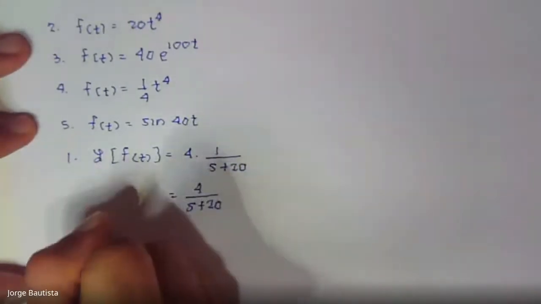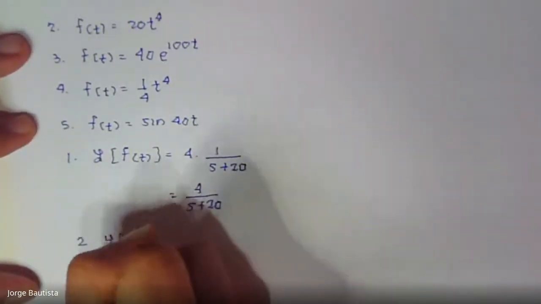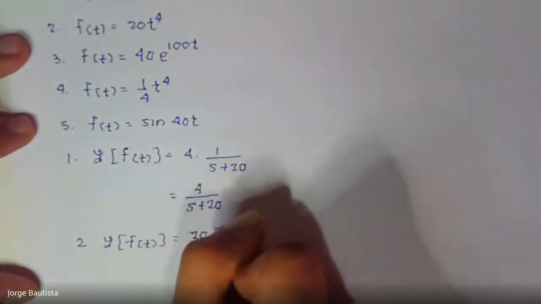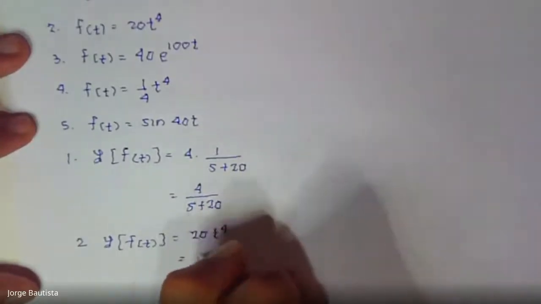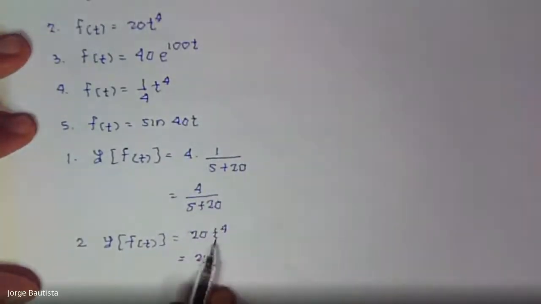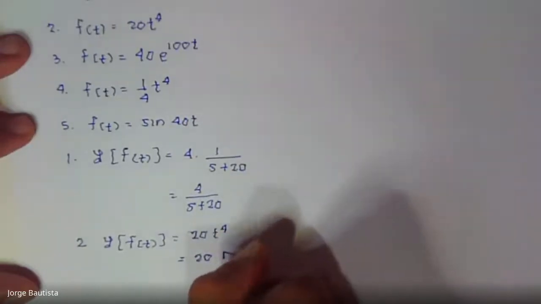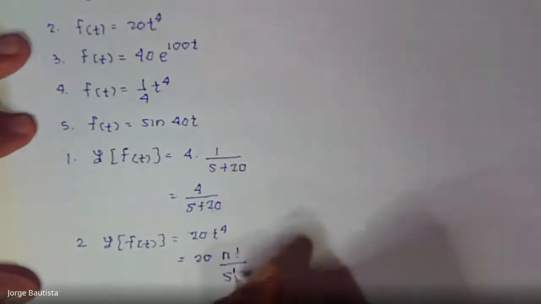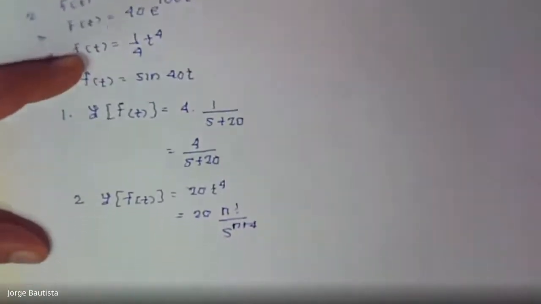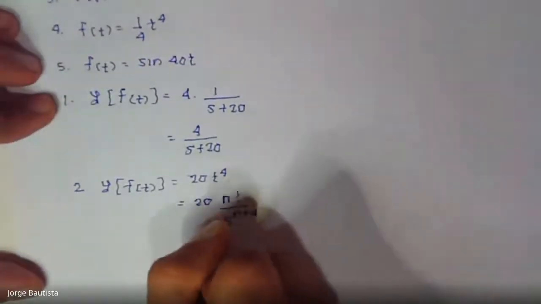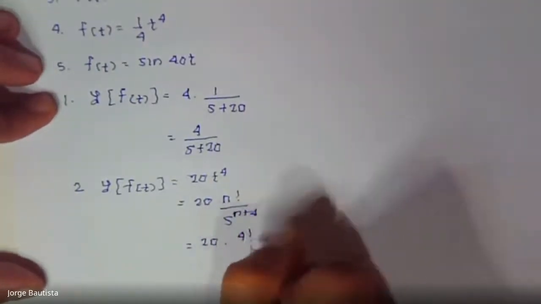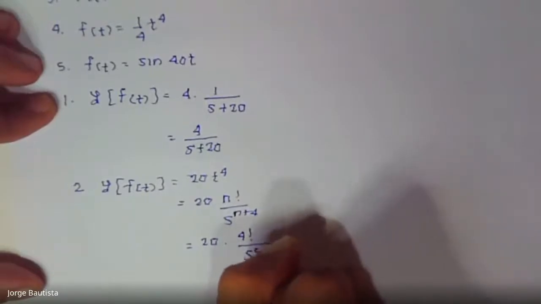Number 2, so you have Laplace of f of t, that is 20t raised to 4. Ilabas ang 20. Ang Laplace ng t raised to n is n factorial all over s raised to n plus 1. Makikita yan sa Laplace transform pairs. So that is 20 multiplied by 4 factorial all over s raised to 5.